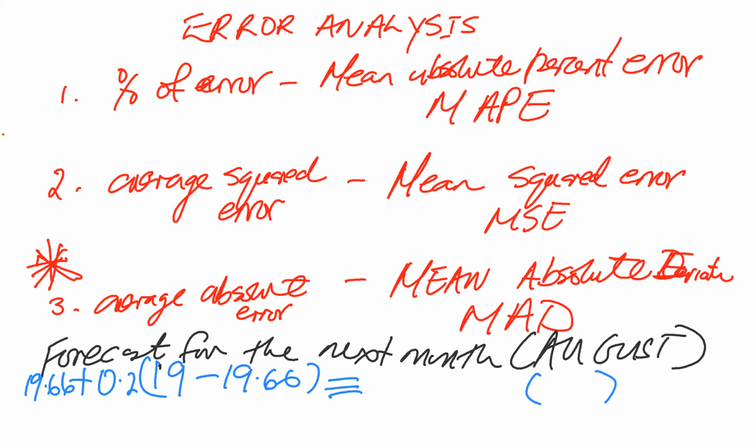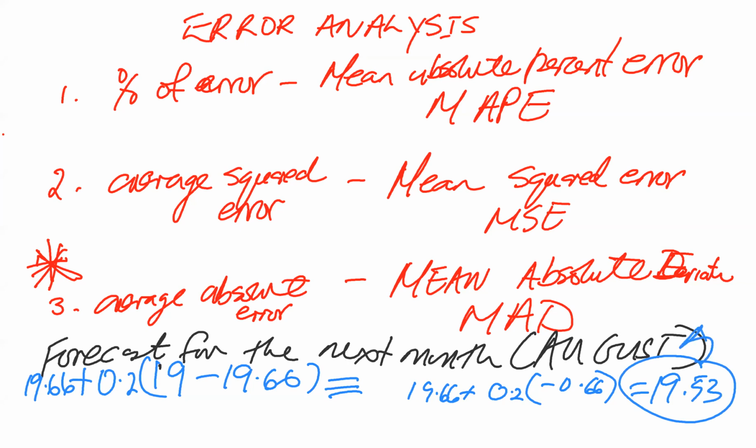So 19 minus 19.66 will give you negative 0.66. You have your 0.2 and you multiply by your 0.2, and you get negative 0.132. So you'll have 19.66 minus 0.132. That will give you 19.53 to 2 decimal places. So your forecast for August using the preferred method would be 19.53, using the exponential smoothing, because the exponential smoothing is the one that has the least error.